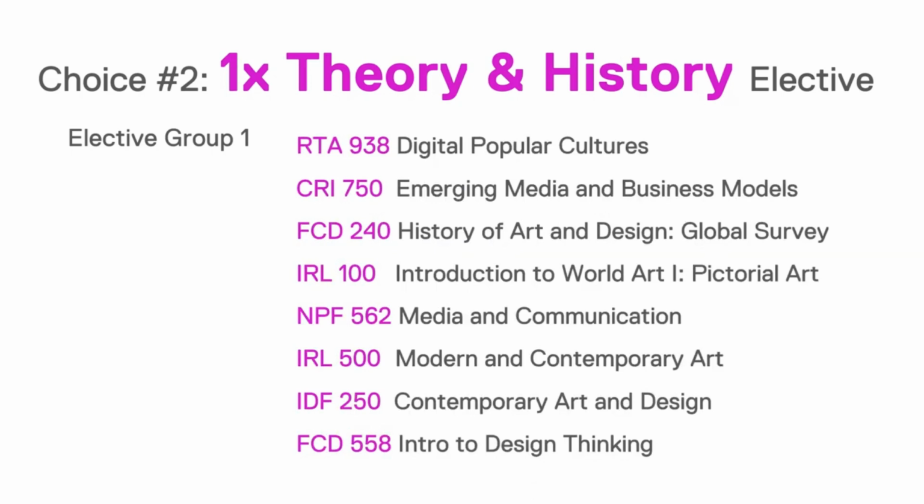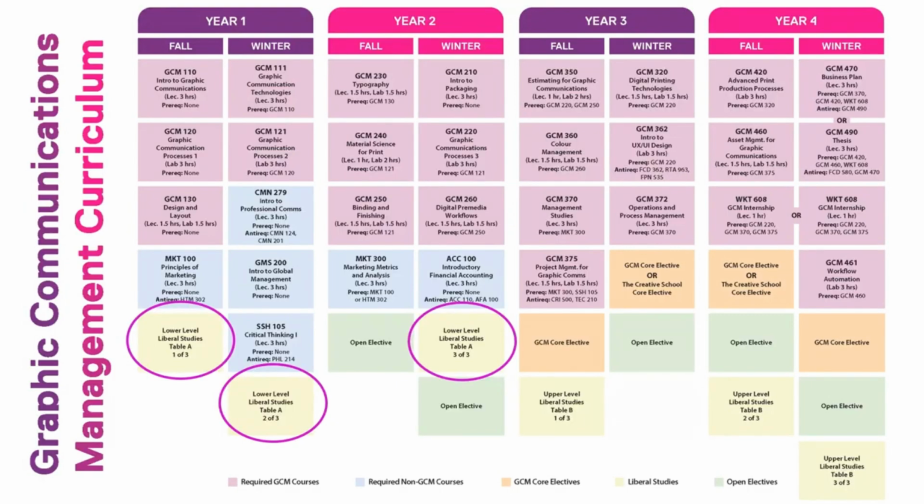Now, you can read the descriptions for each one of these 8. I'm not going to go through each one of them, but I will highlight a few things about where these courses might fit into your schedule. So for your degree, you need 3 lower-level liberal studies, and you take those generally in first and second year. IRL 100 listed here counts as a lower level liberal, so that might be something to consider. Those are the 3 spots on the curriculum that you could take it.